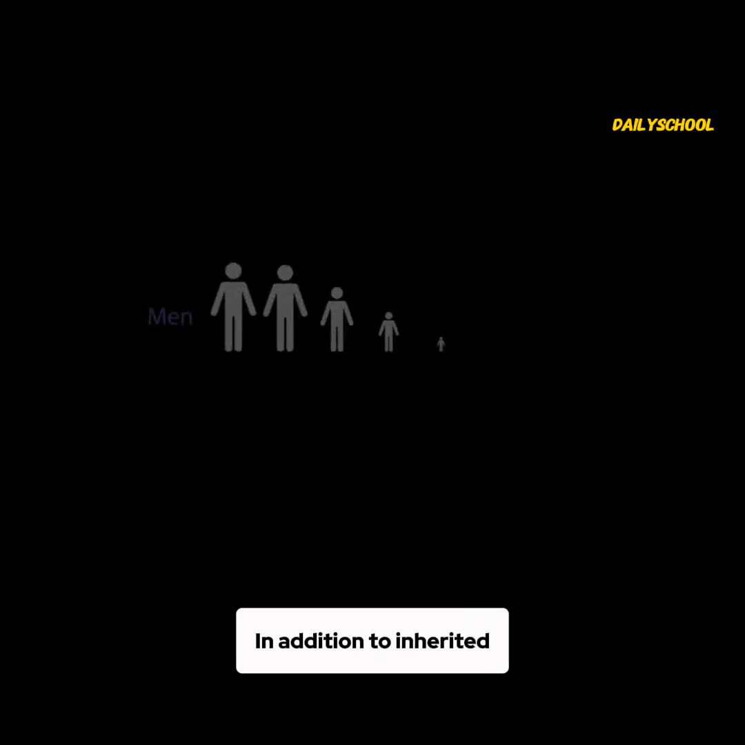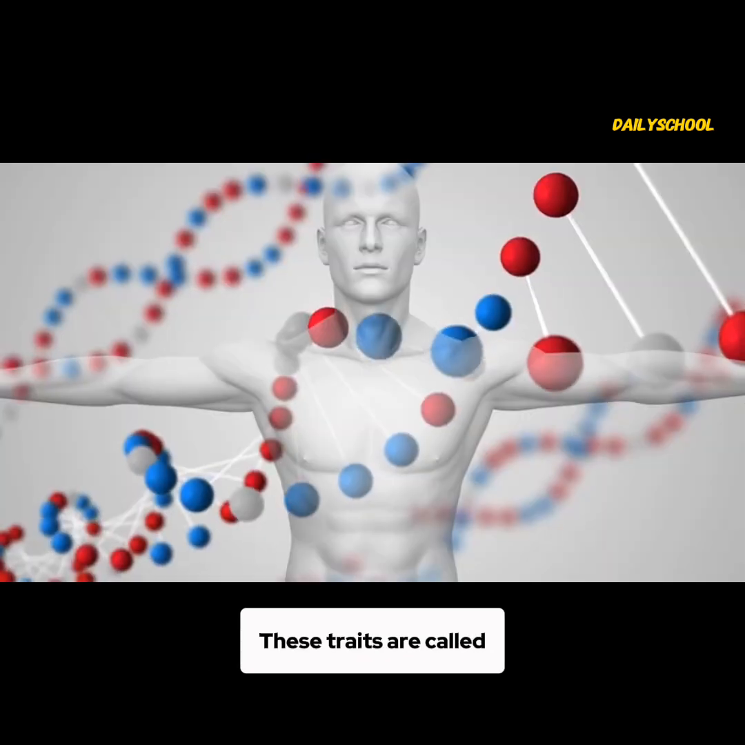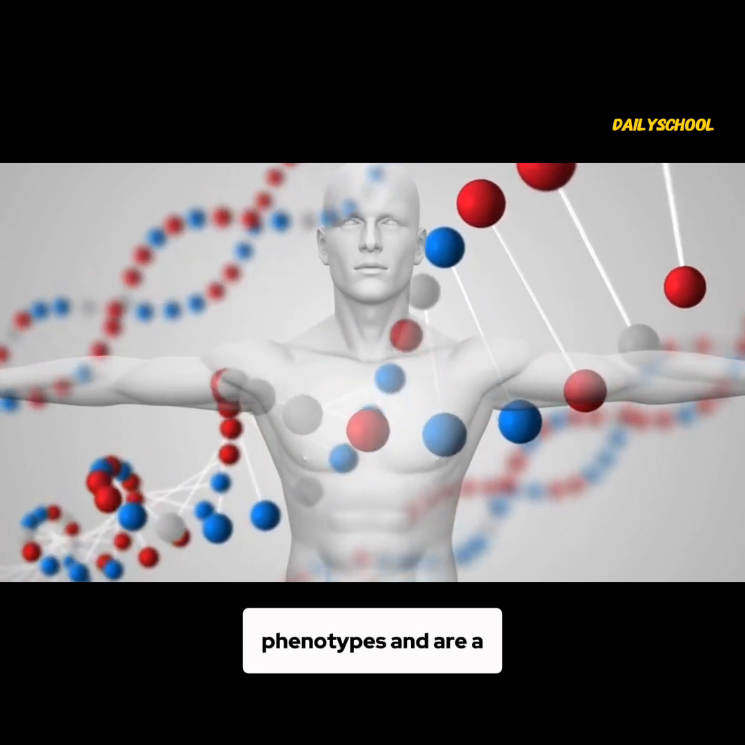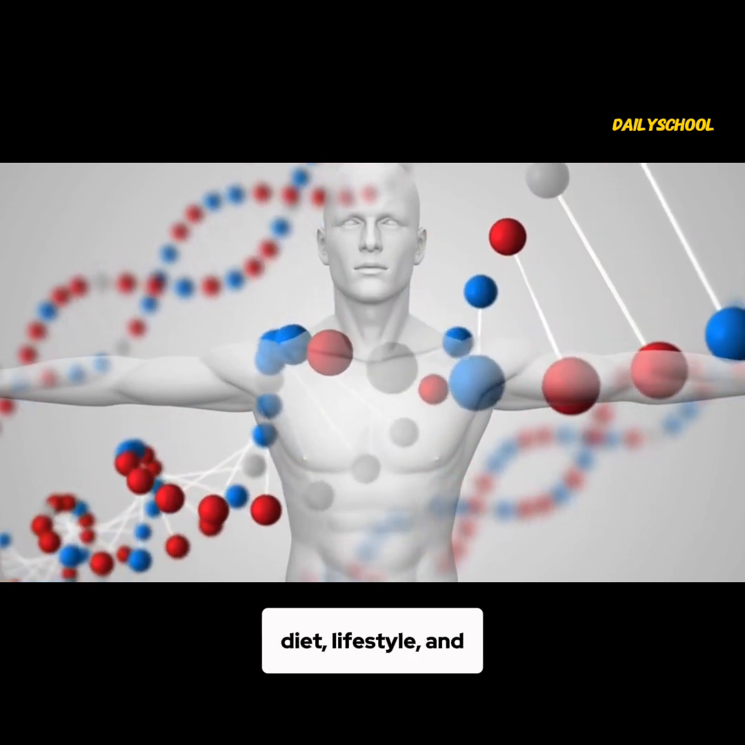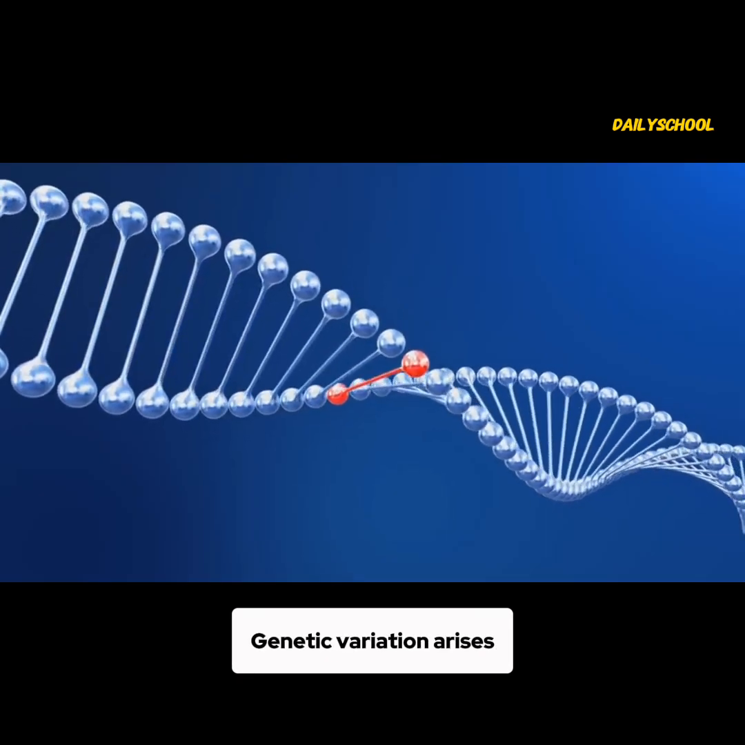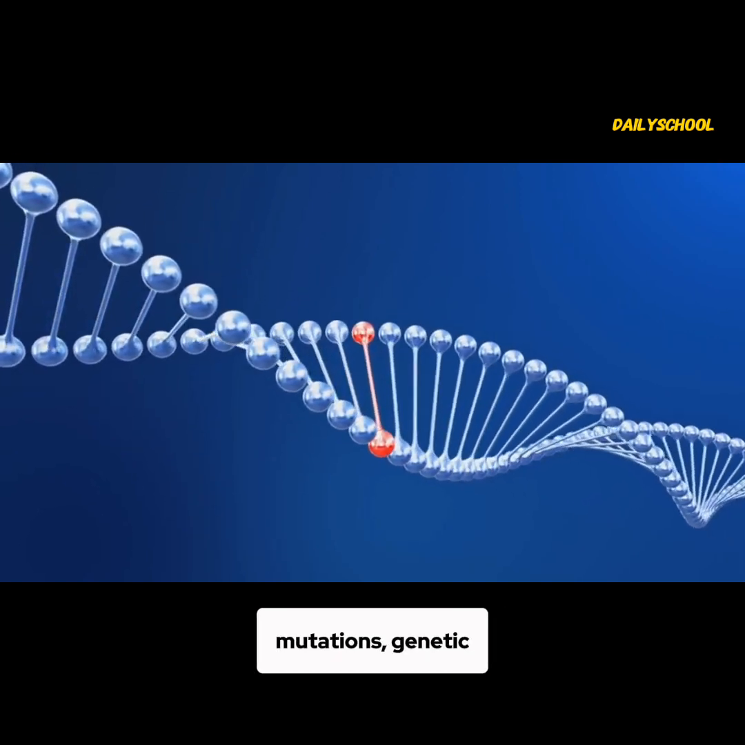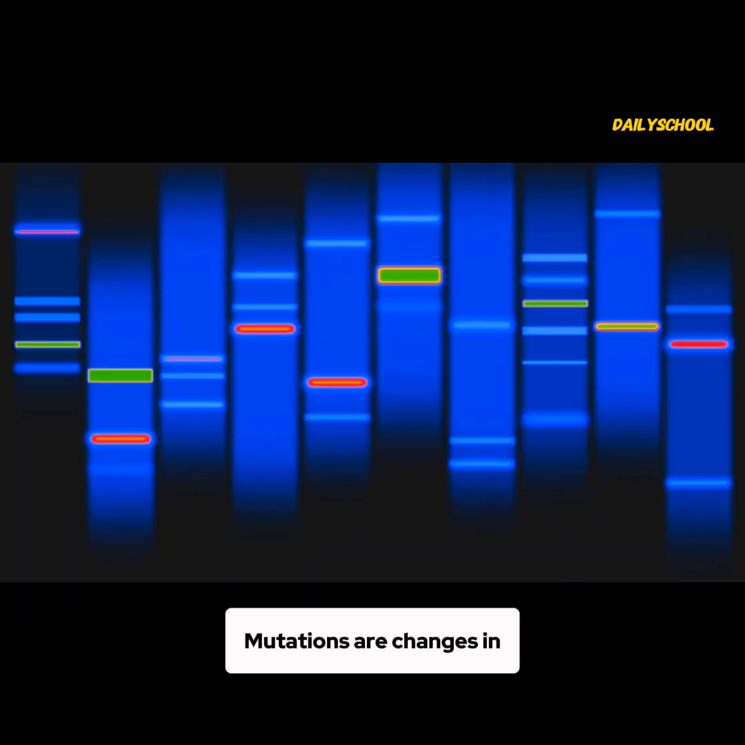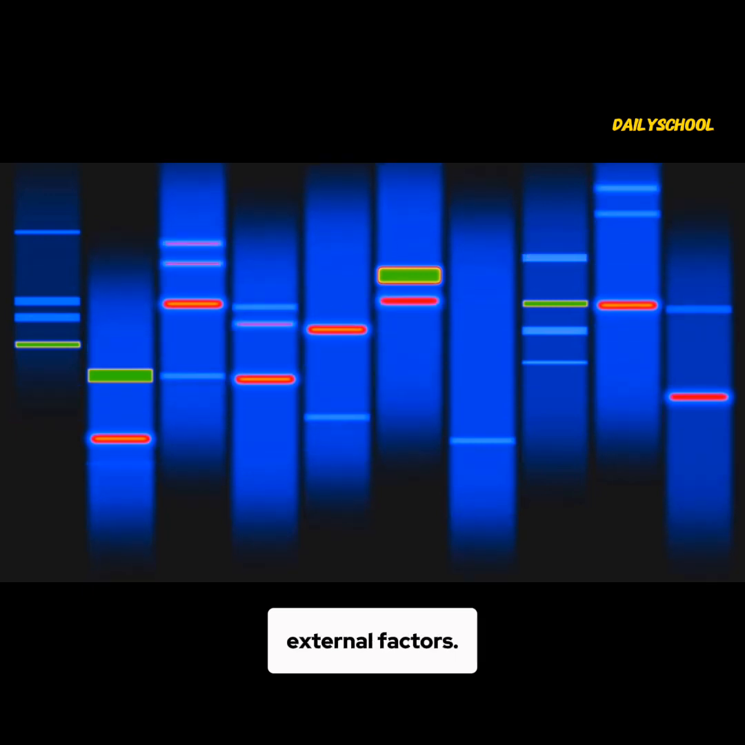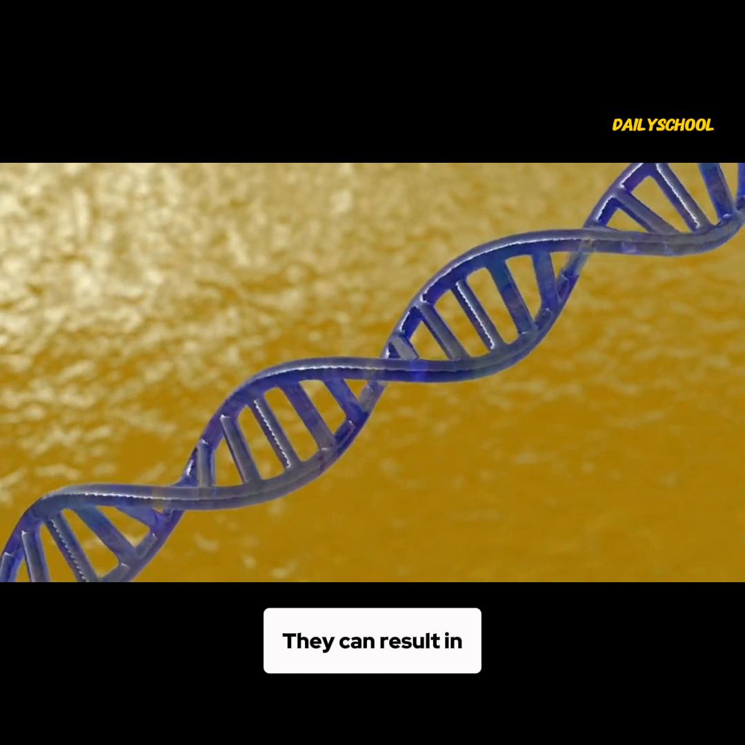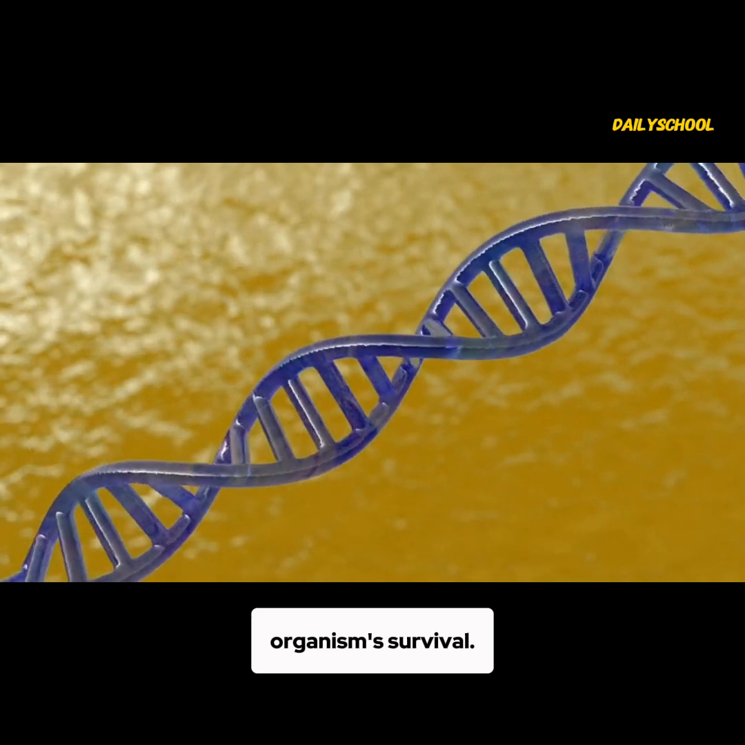In addition to inherited genes, individuals also have traits that are influenced by their environment. These traits are called phenotypes and are a result of the interaction between genetic factors and external factors like diet, lifestyle, and exposure to toxins. Genetic variation arises due to several mechanisms, including mutations, genetic recombination, and genetic drift. Mutations are changes in the DNA sequence, which can occur spontaneously or be induced by external factors. They can result in genetic variations that may be harmful, neutral, or beneficial to an organism's survival.